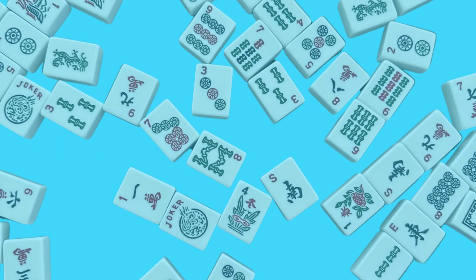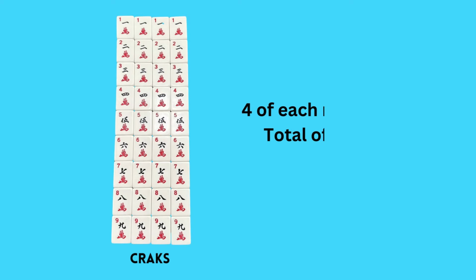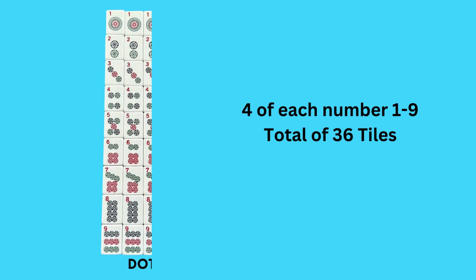In American Mahjong, we have three suits: the bams, the dots, and the cracks, very much like suits in card games. The first suit you see here are the cracks, and there are 4 of each tile, numbered 1 through 9, totaling 36 tiles in all. Please note that the primary color on these crack tiles is red.